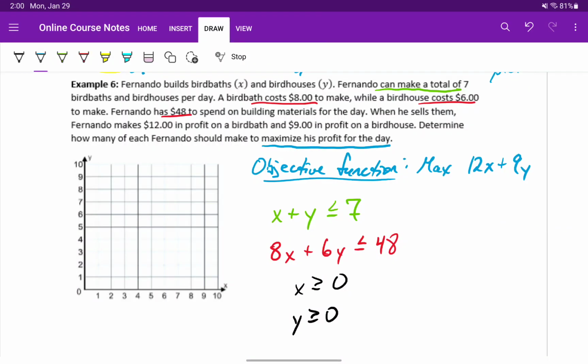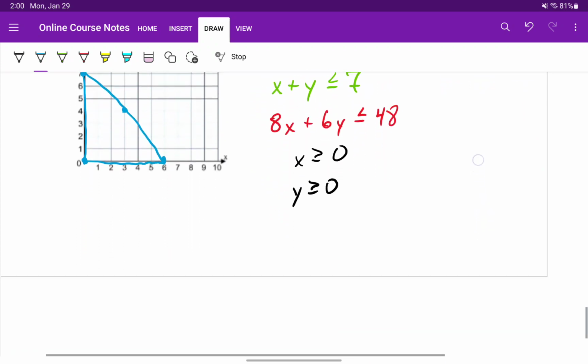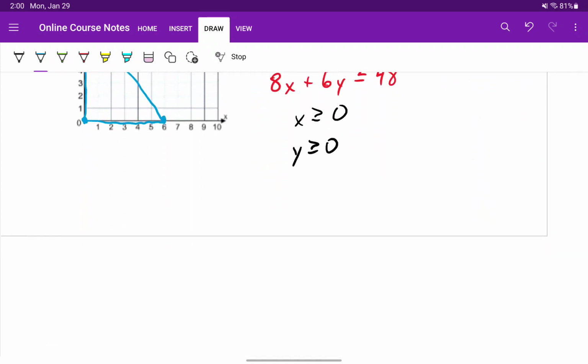We can plot these points, which we skipped over, at (0, 0), (0, 7), (3, 4), and (6, 0), to establish that feasible region. And what we found from testing those corner points is that in this case there are two possibilities.